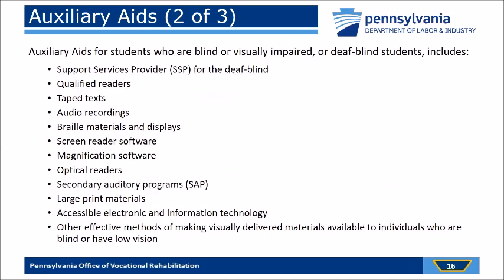We're going to see the same thing on this next slide, which is auxiliary aids for students who are blind or visually impaired or deaf-blind students. On here we can see, again, qualified readers, audio recordings, braille materials, magnification software, large print materials. Again, all of these can most likely be used by more than one person. And so if we have several students within a setting who are blind or visually impaired, they can most likely share this information in order to be able to access a service or the material.